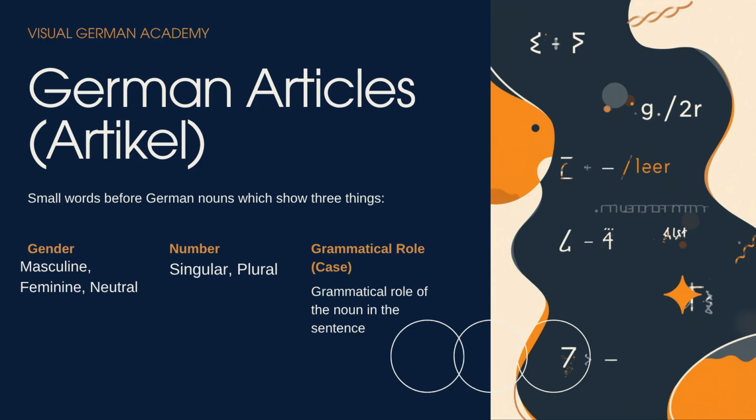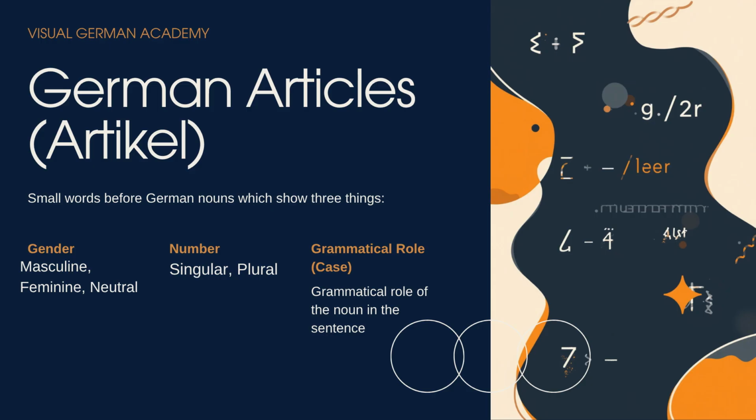The first thing, articles show the gender of the noun. Whenever you see the article, it shows you what the gender of the noun is. The second thing, it shows you the number of people or objects or any nouns, either singular or plural. That's the number: either we're talking about two people or one person.